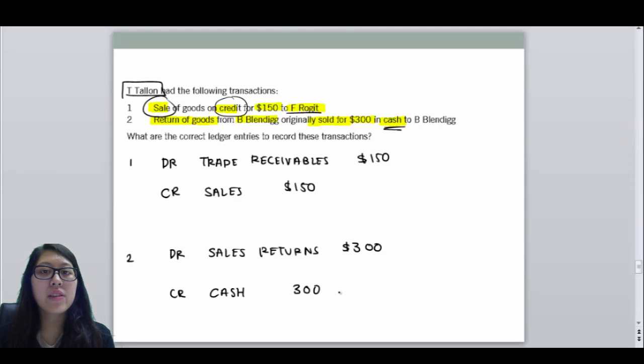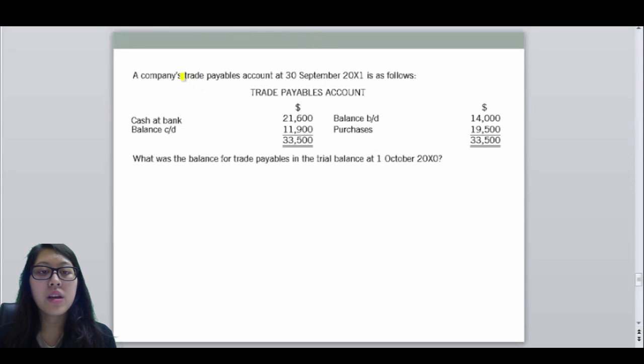Okay, let's take a look at this question. In here, it is a trade payables account at 30 September 2001. On one side, it would be debits. And note how it says balance BD, meaning balance brought down. We also have cash and so on. So let me label. One side is debit, one side is credit.